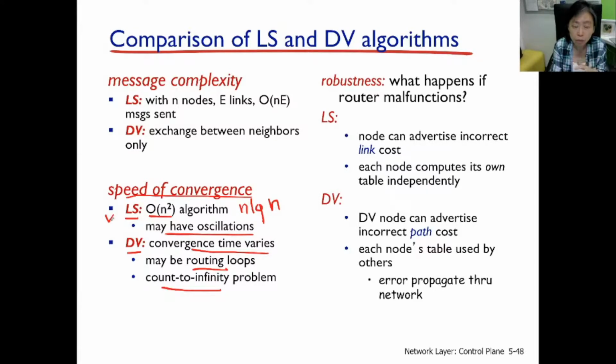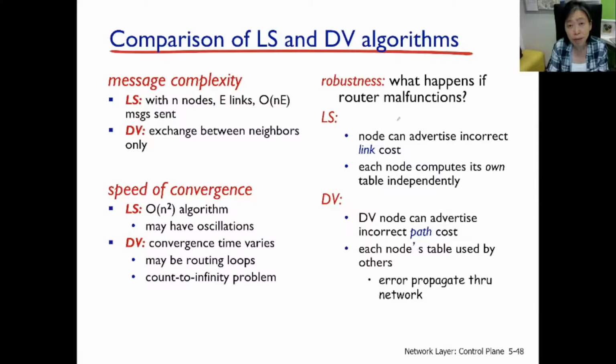But under normal situations, distance vector's convergence time is indeed the diameter of the network. There are not many hops. Even for a large network, the diameter might not be so long either.